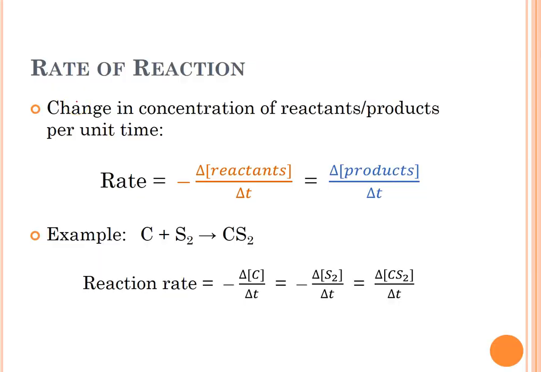Rate of reaction is defined as the change in the amount of reactants or products per unit time. And this amount is something which is measurable in lab. Example, concentration, volume, or mass.